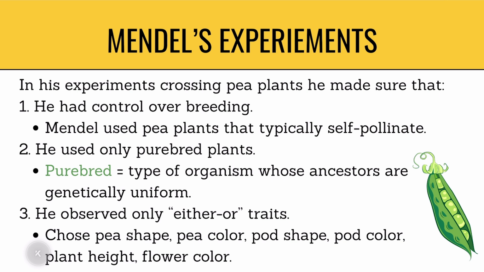And then he observed either-or traits. So that means that they had one option or another. There wasn't more than 2 options for these particular traits. So for example, he talked about pea shape, pea color, pod shape, pod color, plant height, and flower color, because those were all only 2 option traits.